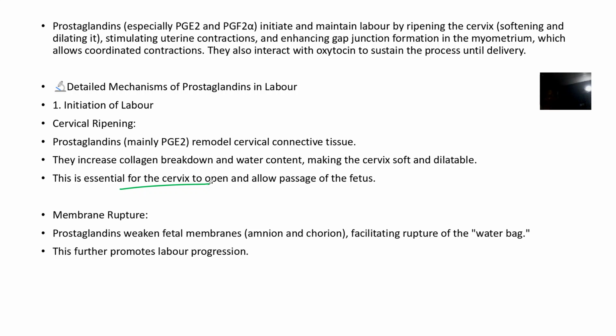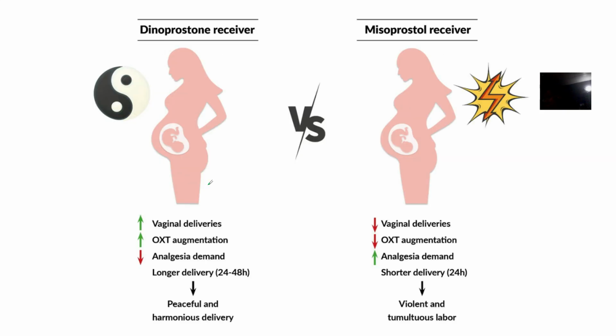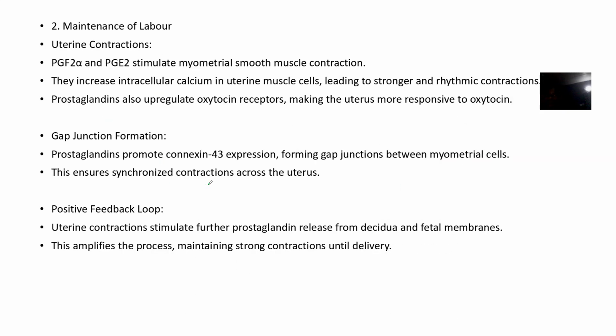Okay, so what's a membrane rupture? Next is membrane rupture. Prostaglandin will weaken the fetal membranes, that's the amnion and chorion. Okay, so that's basically the water bag. So when you hear them talking about the water has broken, it's because of prostaglandins. They make that bag to actually break. Okay, so that's what further progresses labor.